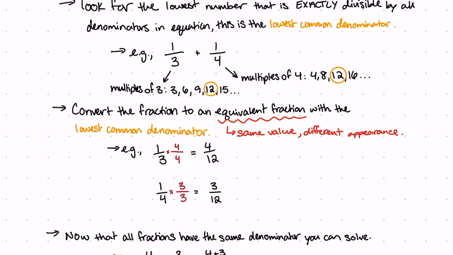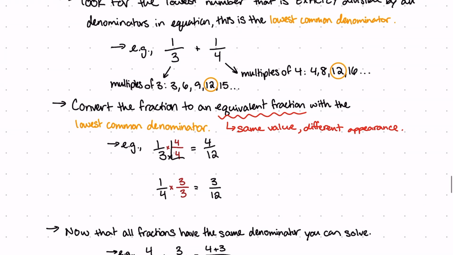And to figure out what number you are multiplying by, all you have to do is find the lowest common denominator and figure out what number you need to multiply that denominator by in order to get that lowest common denominator. So in order to get this 3 to become a 12, we need to multiply it by 4. And in order to keep the value the same, we need to make sure we also multiply the numerator by 4 so that we're multiplying by 1. So what we do to the bottom, we must do to the top so that we keep the value the same.